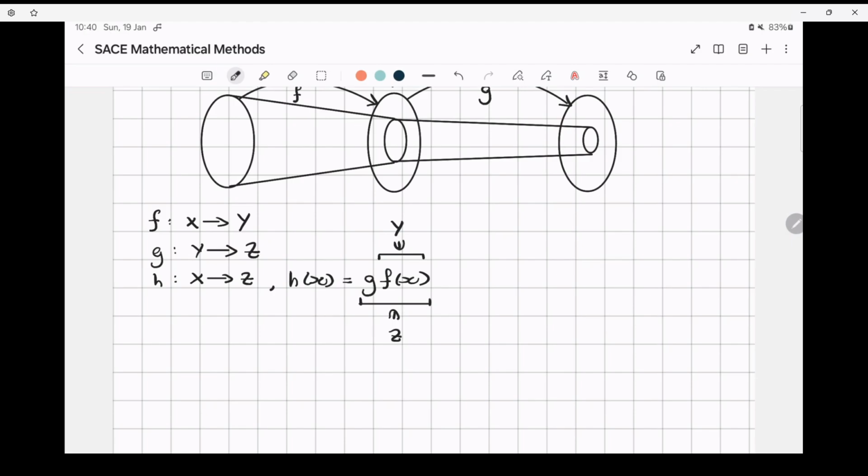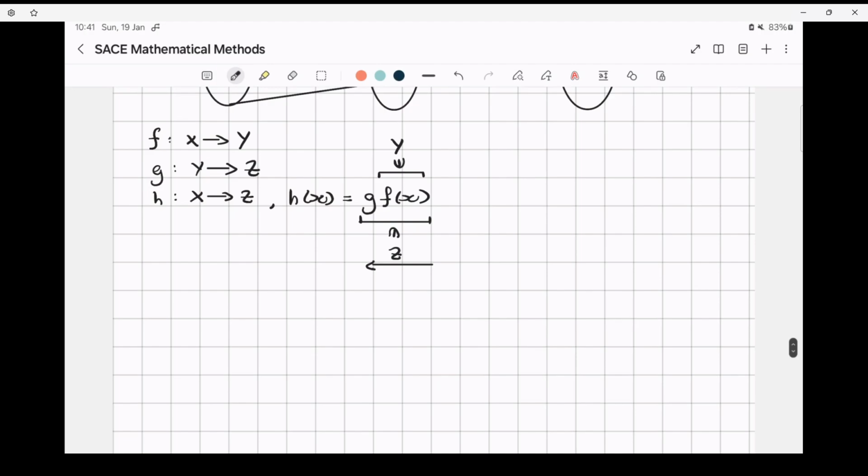So remember that when you write the composite function, you always operate from right to left. So this is a direction of operation. The first function that you operate on has to be written on the rightmost. The last function that you operate on will be on the leftmost. Okay, so that is on the notation.